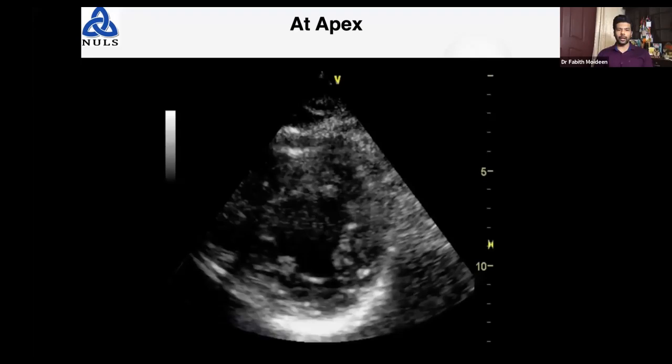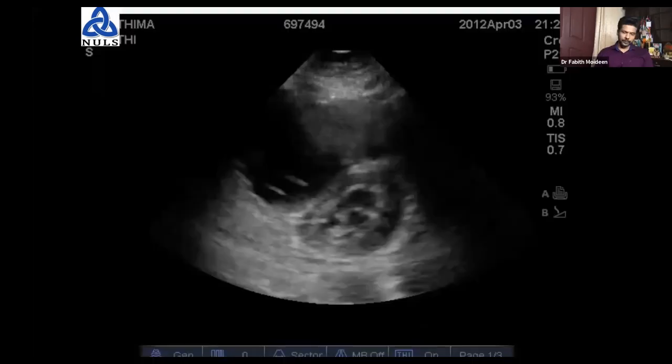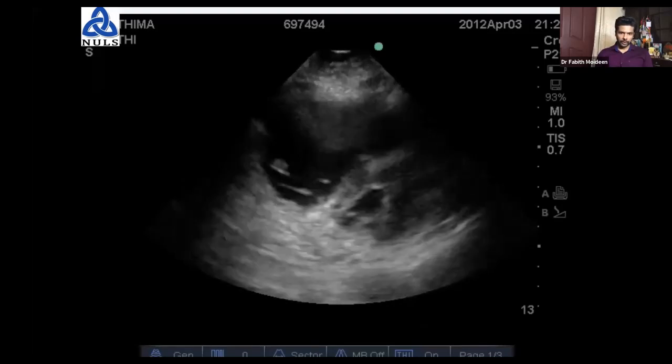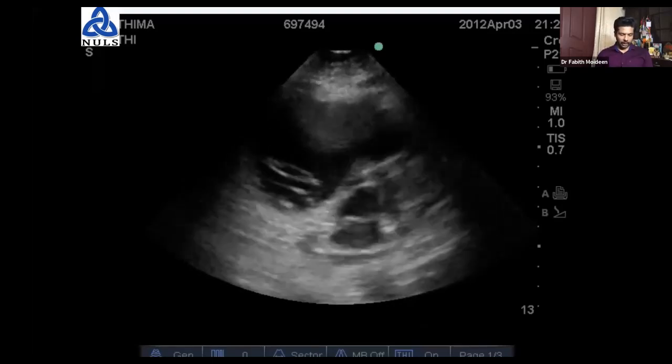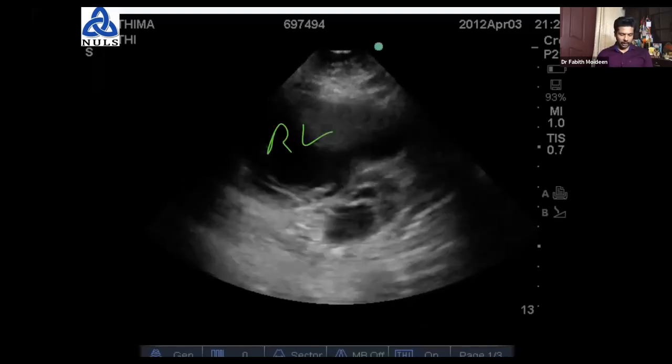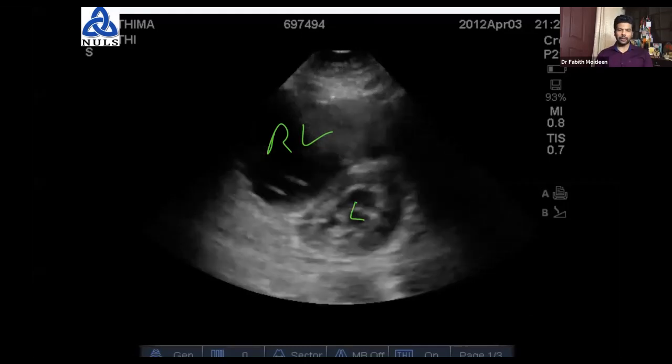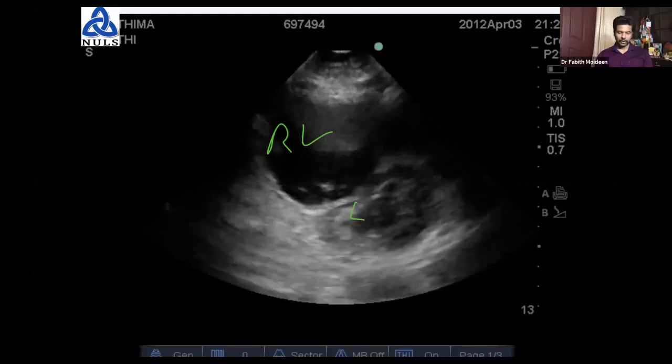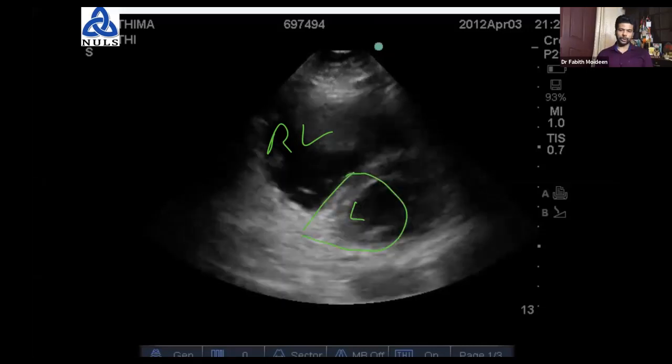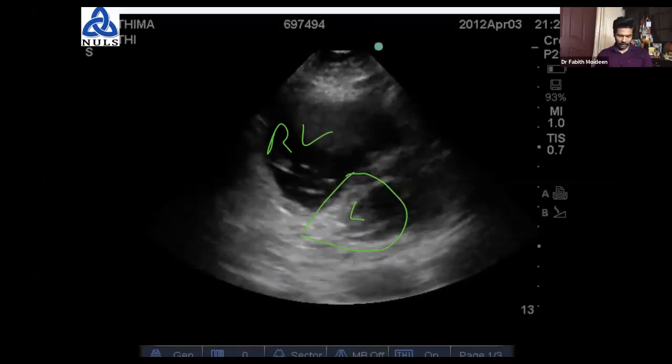All right, now eyeballing. Now coming to the parasternal short axis eyeballing. I told you about this. Normally, RV to LV, the LV should be round in shape. Here you can see that the LV is actually not round. It is a D-shaped LV. Can you see that it is a D shape? The RV is actually pushing the LV. So that's a D-shaped LV.